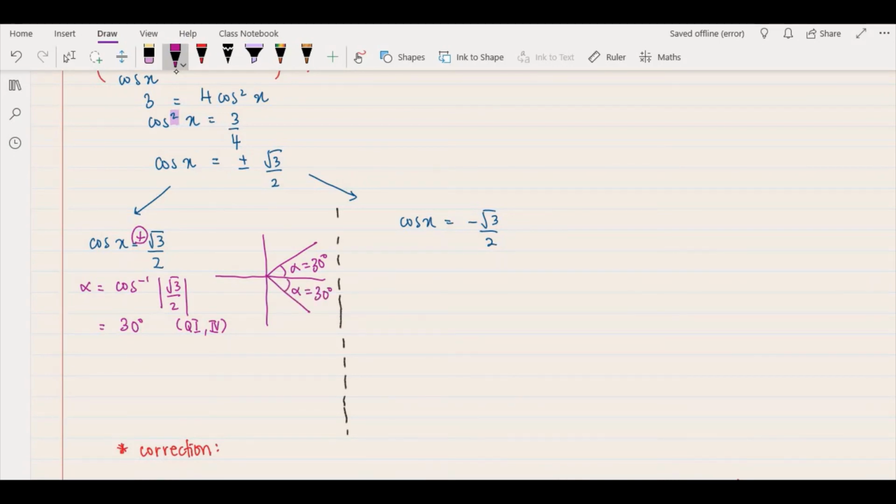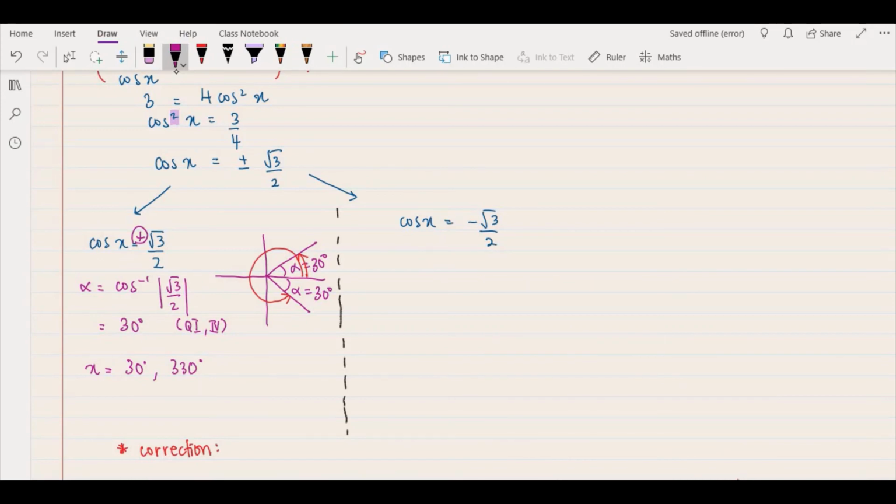Okay, so next is to list all my angles. So x is actually equal to, the first angle will be 30 degrees. The second angle will be 360 minus 30 degrees. That is 330 degrees. So now let's take a look at the second part.